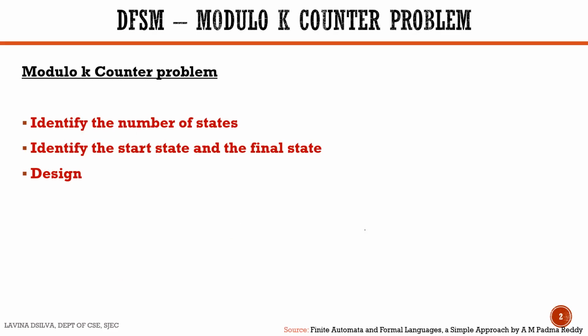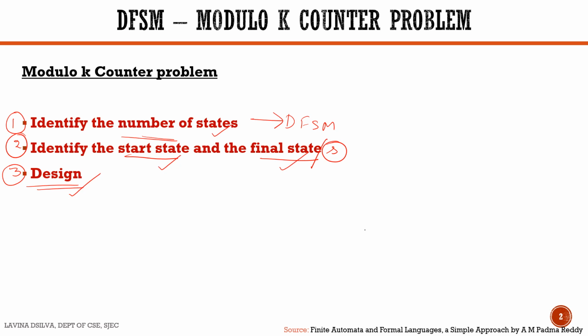To construct a DFSM for the modulo K-counter problem, we follow three steps. The first one is to identify the number of states which we require for the DFSM. The second step is to identify the start state and the final state or states. The third step is to design the DFSM. So first we identify the number of states which we require for the DFSM. Then we identify the start state and the final state. And then finally go ahead with designing the DFSM.